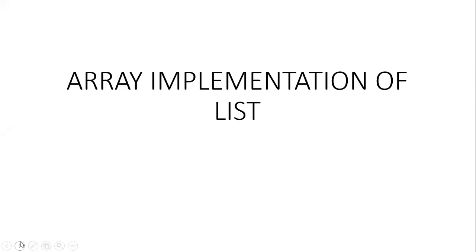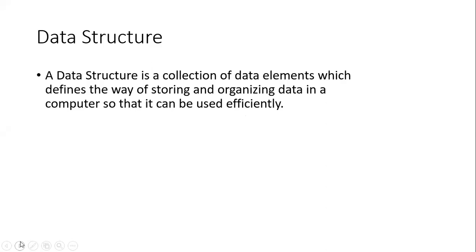Now we are going to see about array implementation of list. Before going in detail about the implementation, first we have to know what is data structure. Data structure is a collection of data elements which defines the way of storing and organizing data in computer so that it can be used effectively and efficiently. Two types of data structures are available, linear and non-linear. Under linear data structure, we have list ADT, list abstract data type.